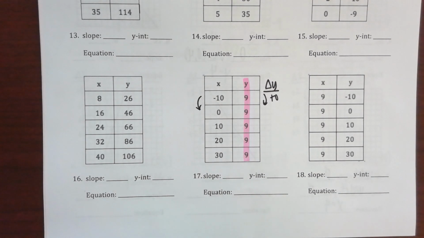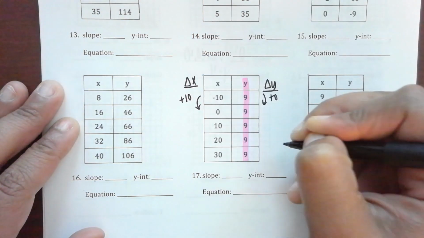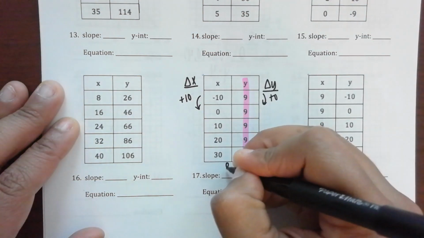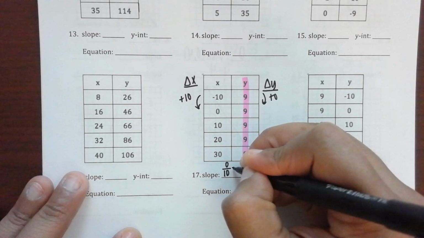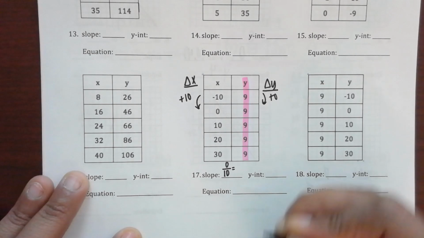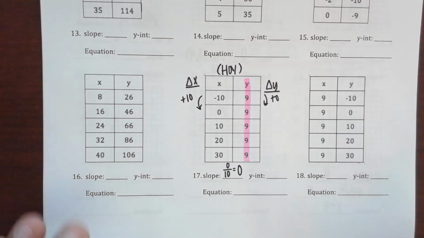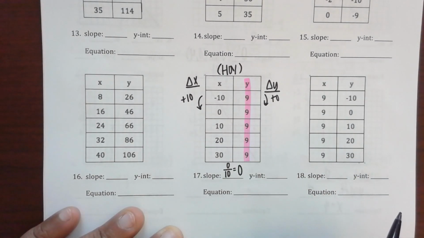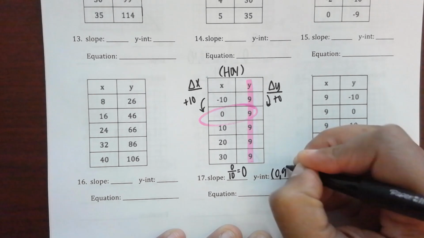Stop assuming. Do you have a calculator? Type it in for me. 10. So that side's increasing by 10, and that side's increasing by 0. So my slope would be 0 over 10. Type that in the calculator. Which gets you 0. Isn't that a horizontal line? Yes. Where's the y-intercept? 0, 9. But we knew that already, did we not?